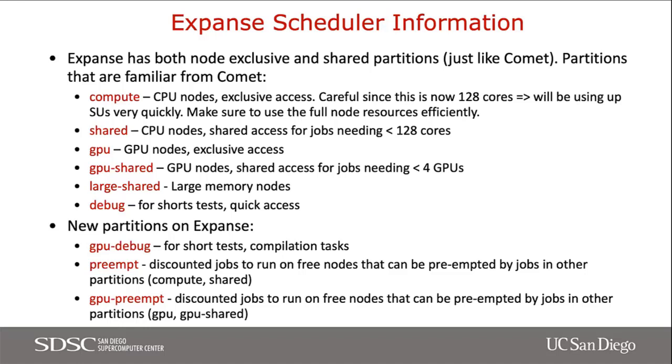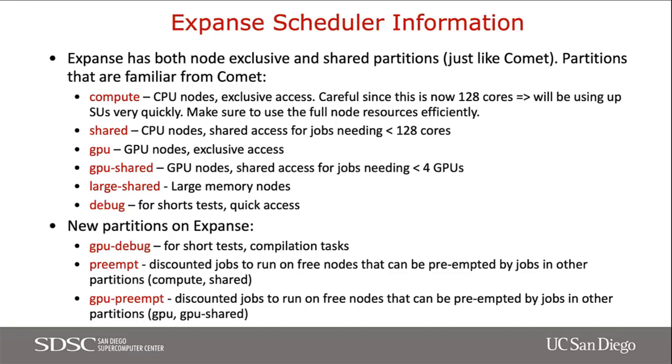In terms of the shared partition, it is for CPU nodes and for jobs that need less than 128 cores. Similarly, on the GPU side, we have the GPU nodes with exclusive access in the GPU partition, and then the GPU shared partition if you need less than 4 GPUs. Just like Comet, we have a large shared partition for the large memory nodes, and a debug partition for short tests and quick access.